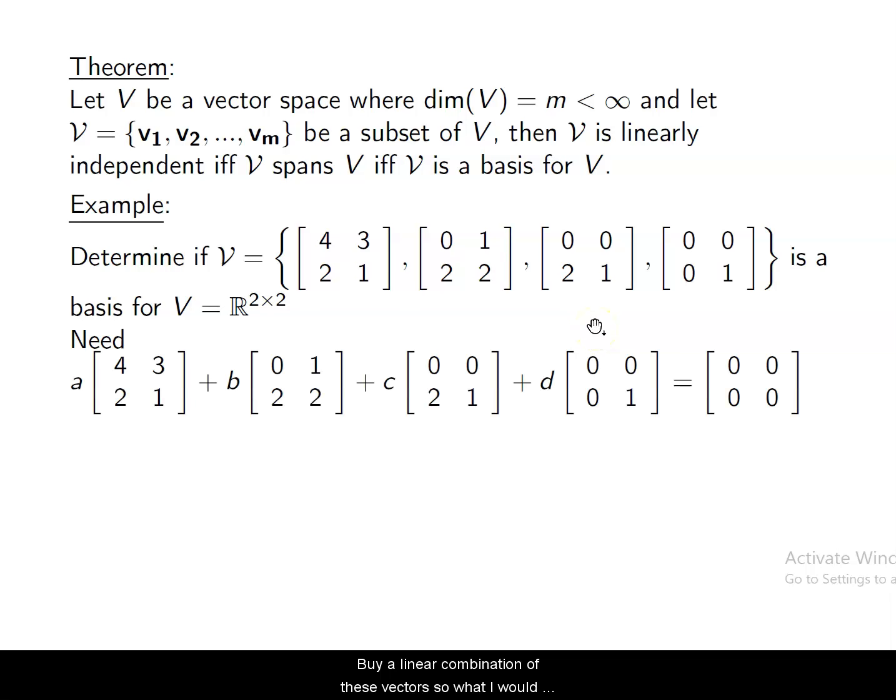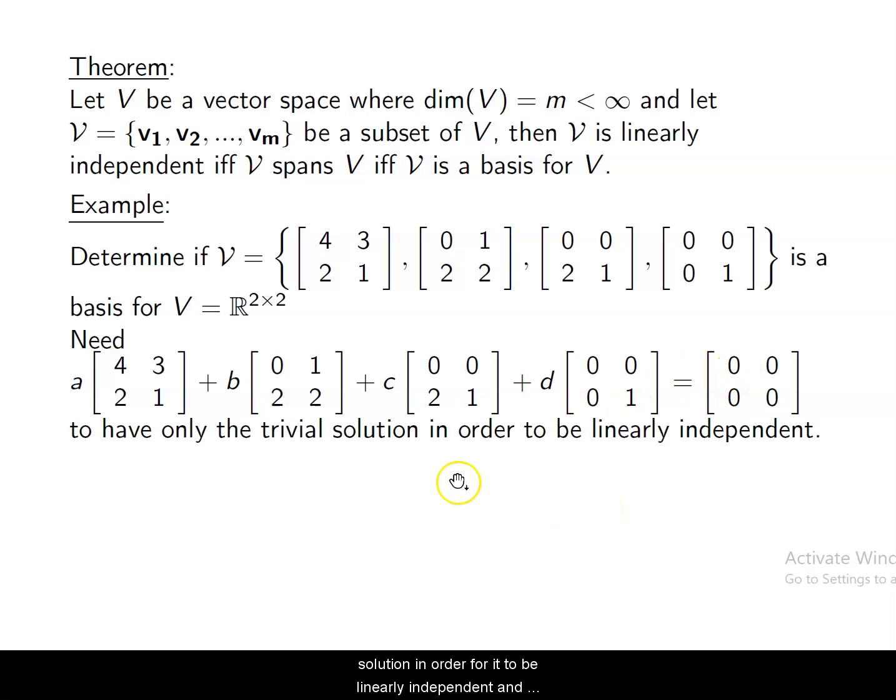What I would need is for this to have only the trivial solution in order for it to be linearly independent, and then I would also need this to be able to create any vector. So I might replace this with A, B, C, D, and then make this C1, C2, C3, C4 for the spanning portion. However, both of those are very long-winded. It takes a long time to do that, right? To determine whether or not this is true, there's a lot of math involved. So let's use some of the methods that we know already for making these things go a little bit faster.